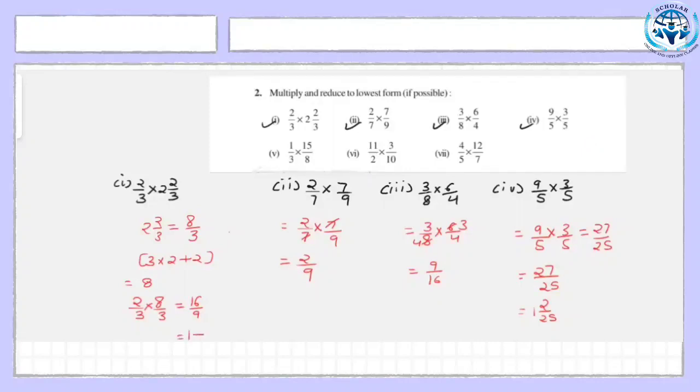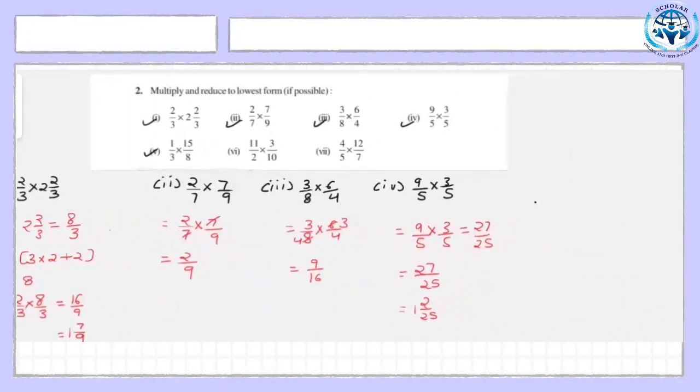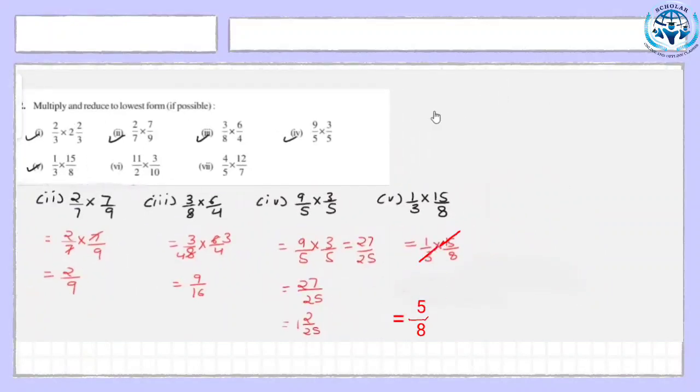Next, 1 by 3 into 15 by 8. Every improper fraction can be converted into mixed fraction. Now we will solve the fifth one, 1 by 3 into 15 by 8. Three 5s are 15. So the answer is 5 by 8.